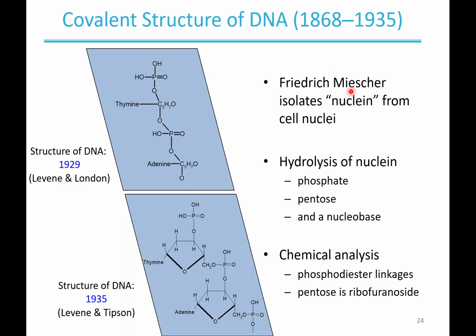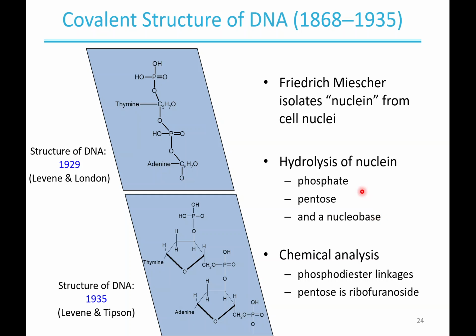Friedrich Miescher was the first one given credit, at least, for isolating DNA, and he called this nuclein from cell nuclei. And people were experimenting with it. They would do hydrolysis with acid, break this nuclein down with acid, and they found there's phosphate groups, there's pentose, and there's a nucleobase. So they knew there was three components of it.